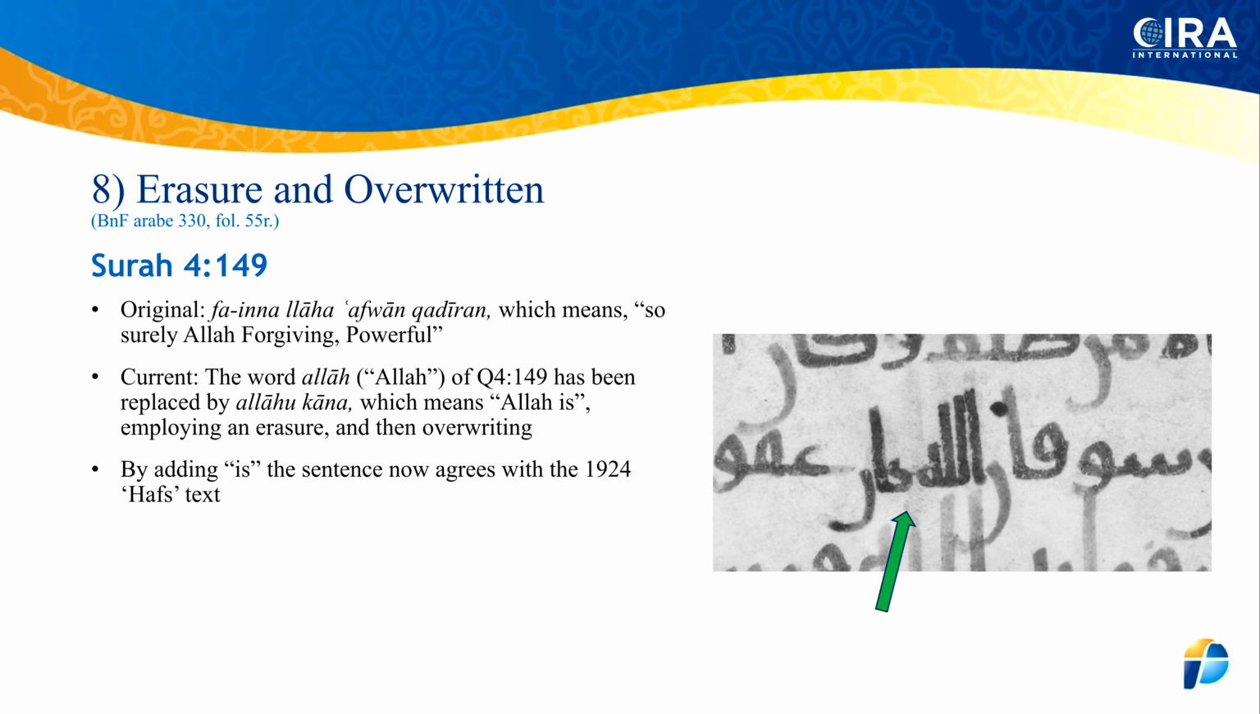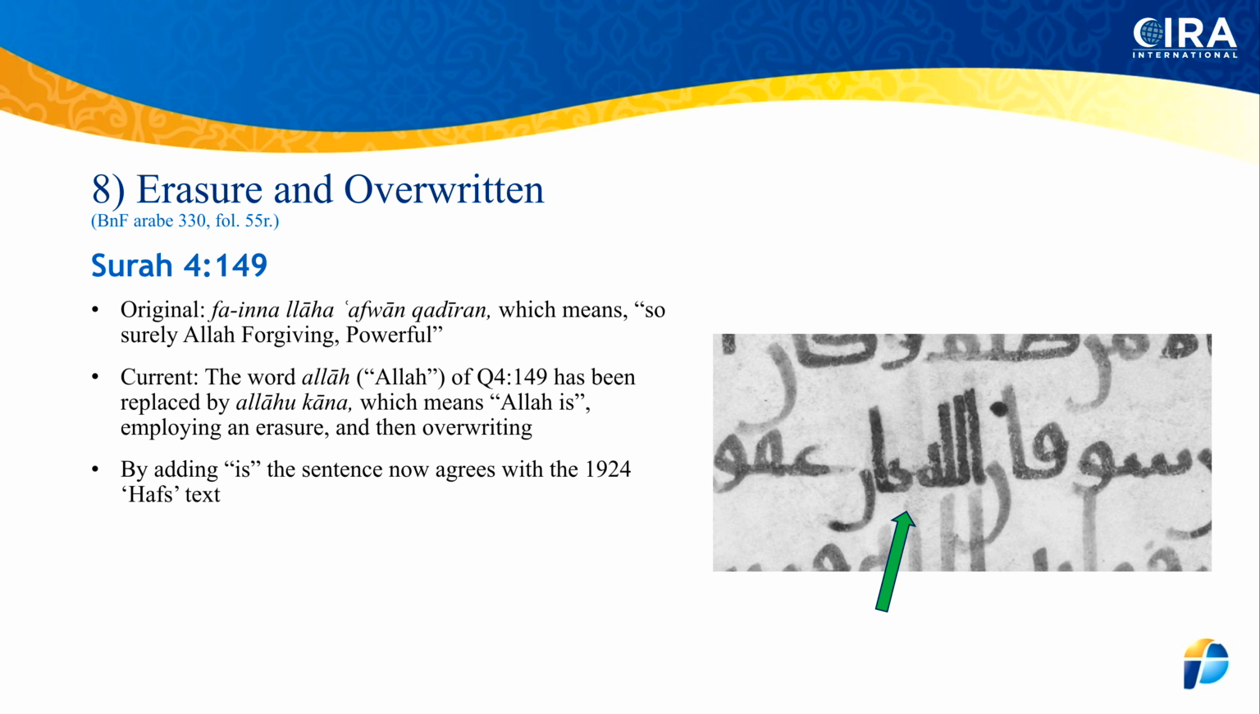So now, currently, the word Allah of 4:149 has been replaced with Allahu kana, which means Allah is, employing an eraser and then overwriting it. So you can see the eraser underneath. If you look at it, it's very, very indistinct. Yeah. And I want to say again, the word also could be read afuwan, meaning forgiven, or ghafuran, so there are so many ways you can read this. So the "is" has been added there to make it grammatically correct. That's right. So here is where they have rubbed it off.